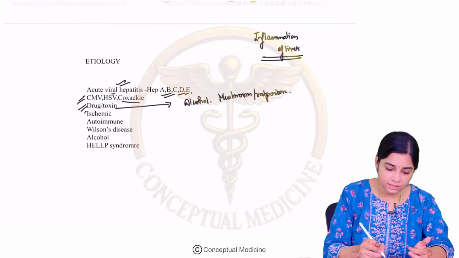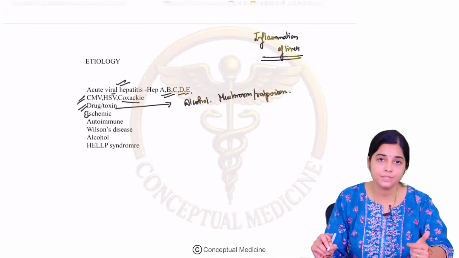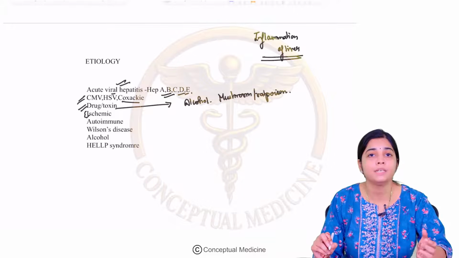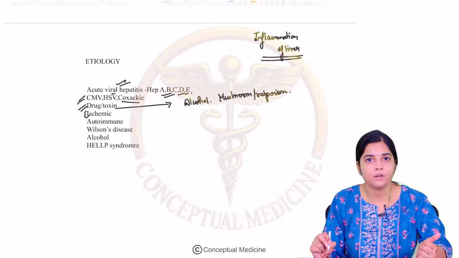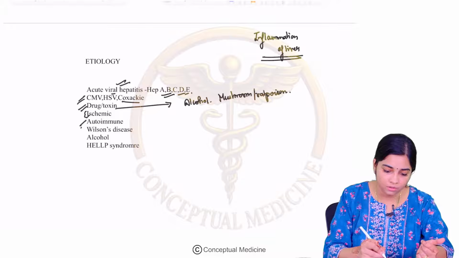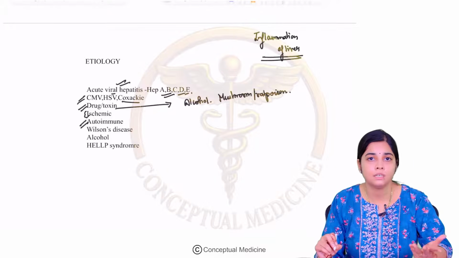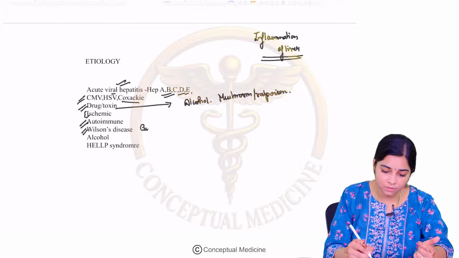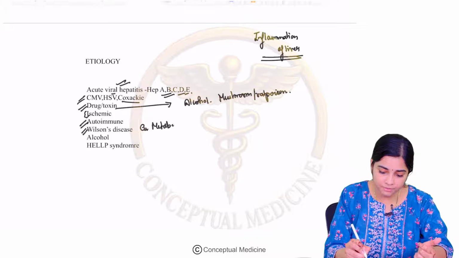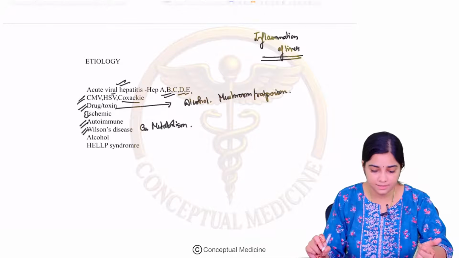Then the third most important etiology is ischemic hepatitis, or congestive hepatitis, where the hepatitis occurs mainly due to right ventricular failure or heart failure. Then autoimmune hepatitis, though the percentage is less, can also result in acute hepatitis. Then you have disorders of copper metabolism; the inherited disorder of copper metabolism is Wilson's disease.